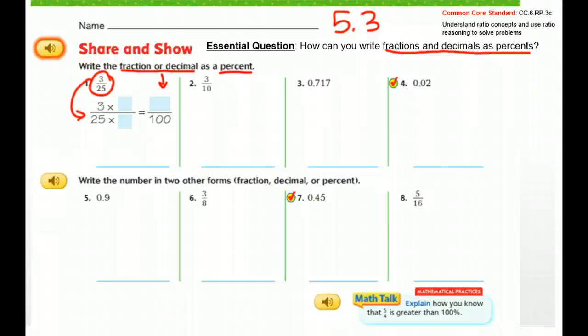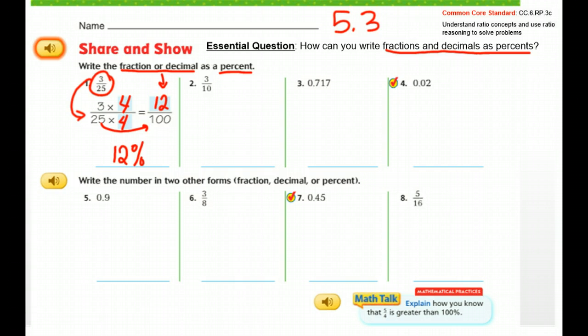So in example 1 here, we're applying an equivalent fraction rule. We know 25 goes into 100 4 times, so we're going to apply 25 times 4, and 3 times 4, because whatever you do on the bottom, you have to do on the top. That's going to give us 12 out of 100, and a percent of 12%. Any value out of 100 is a percent.